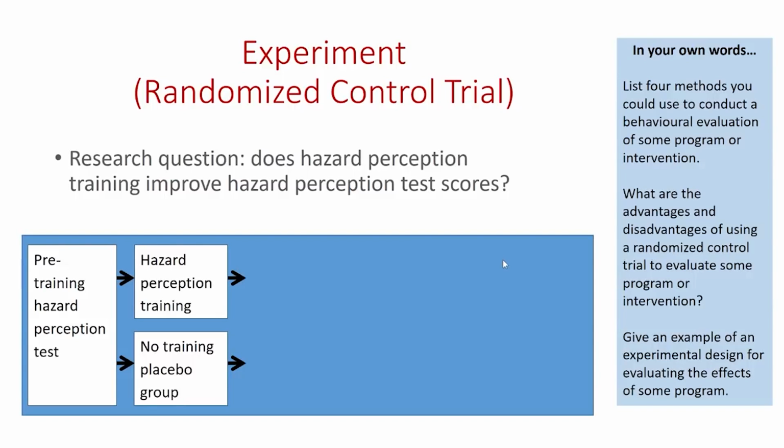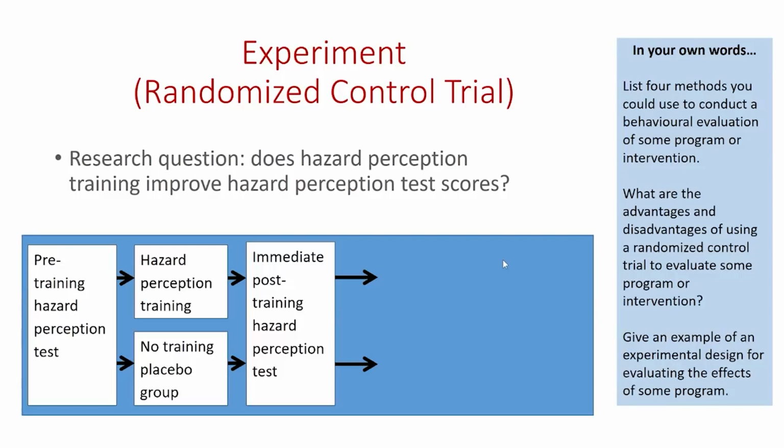Okay, then we take that group and we randomly allocate them to either receive our hazard perception training, which is designed to improve their hazard perception, or they get assigned to some placebo control group which doesn't get the hazard perception training, but maybe they get some other sort of driver training not related to hazard perception, just to get that placebo effect. Then when you've either got your training or got your placebo, you get a second hazard perception test.